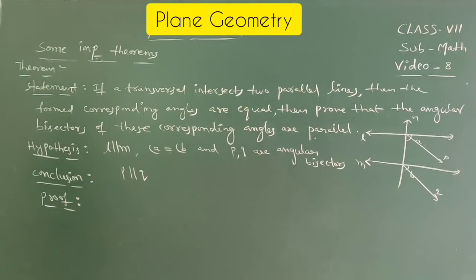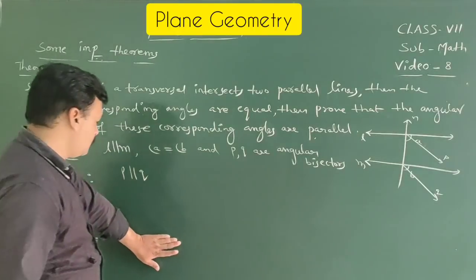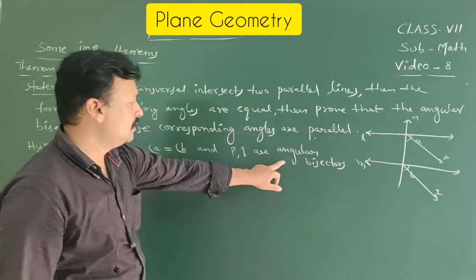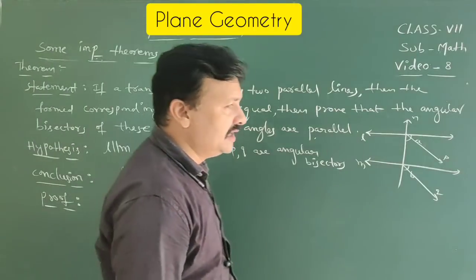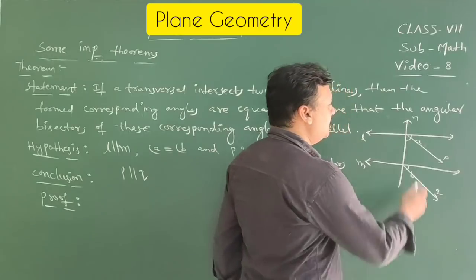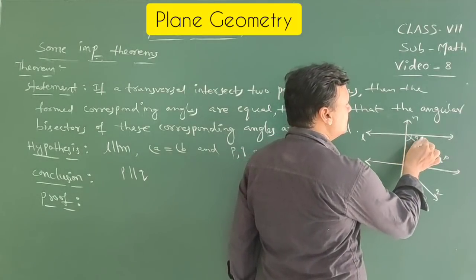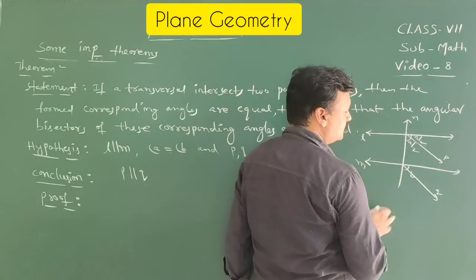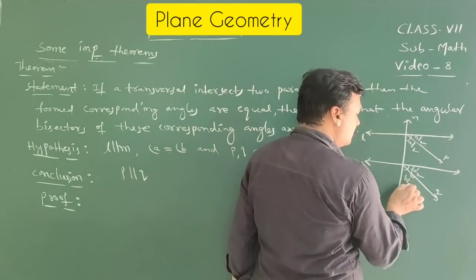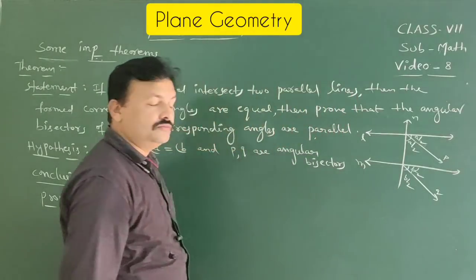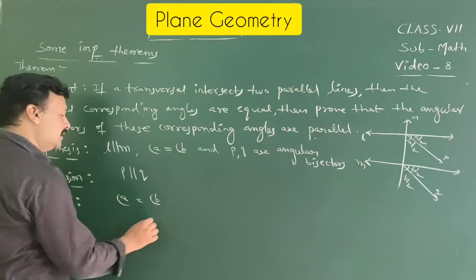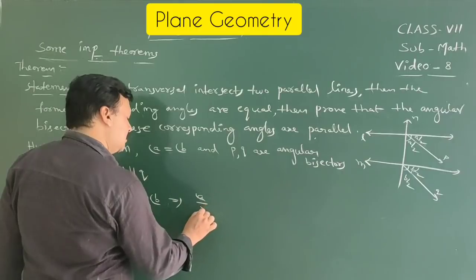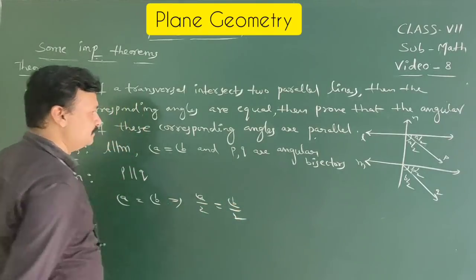Proof. Here, what is an angle bisector? It divides the given angle into two equal parts. That means A is divided into A by 2 and A by 2, and B is divided into B by 2 and B by 2. Here angle A equals angle B, that implies angle A by 2 equals angle B by 2.